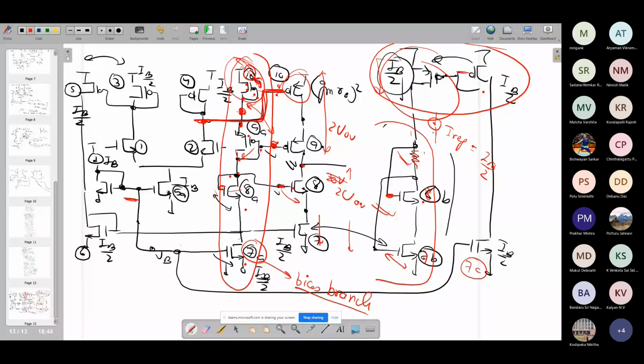Is that clear? Yes, sir. Let us look at some other example, it will become a bit more clear when we look at folded cascode. Let us look at the folded cascode example also.